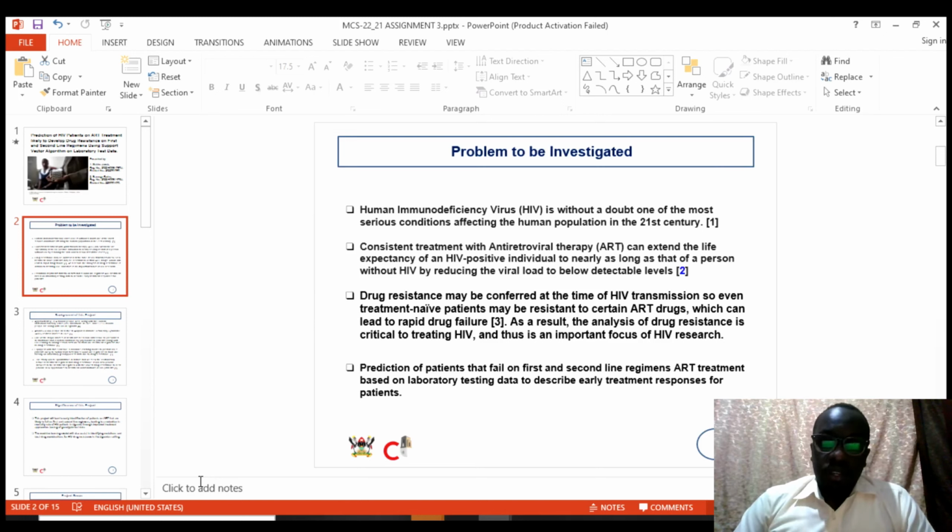One of the other issues is we want to predict patients that are failing on these regimens, the first and second line, which are the initial regimens meant to help the body fight the virus. And the focus is lab data.